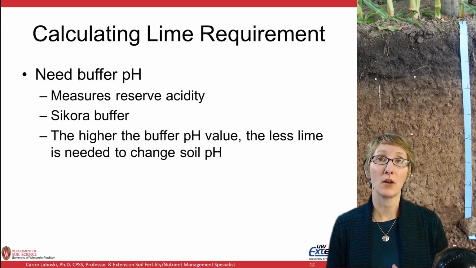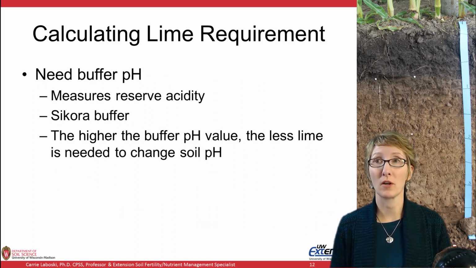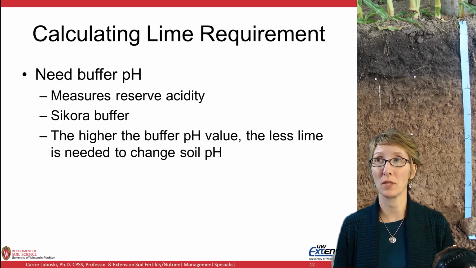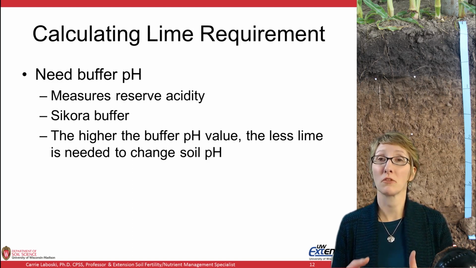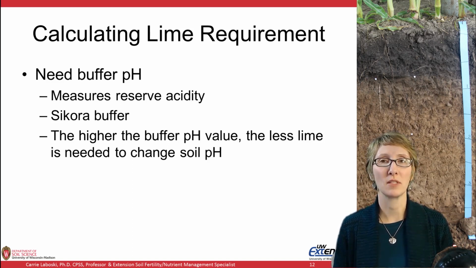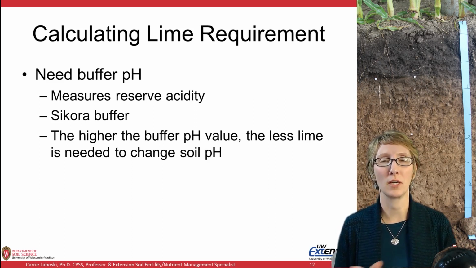Now, how do we calculate lime requirement? Well, it requires a couple things. We need to know the soil pH. We also need to have a measurement of reserve acidity, and that's what we use a buffer pH measurement for. The CaCO3 buffer is the one that we use here in Wisconsin, and typically the higher the buffer pH value, the less lime is needed to change soil pH. So that means a high buffer pH means it's a weakly buffered soil, so you don't need quite as much lime.